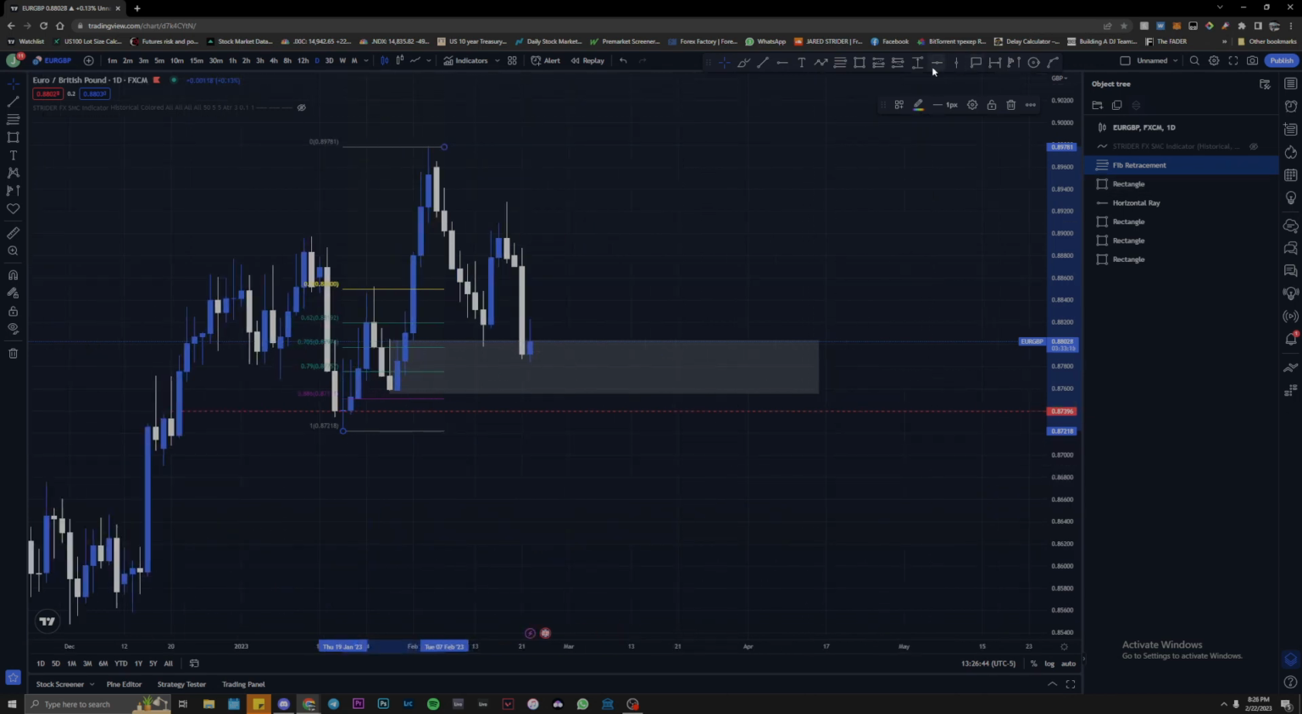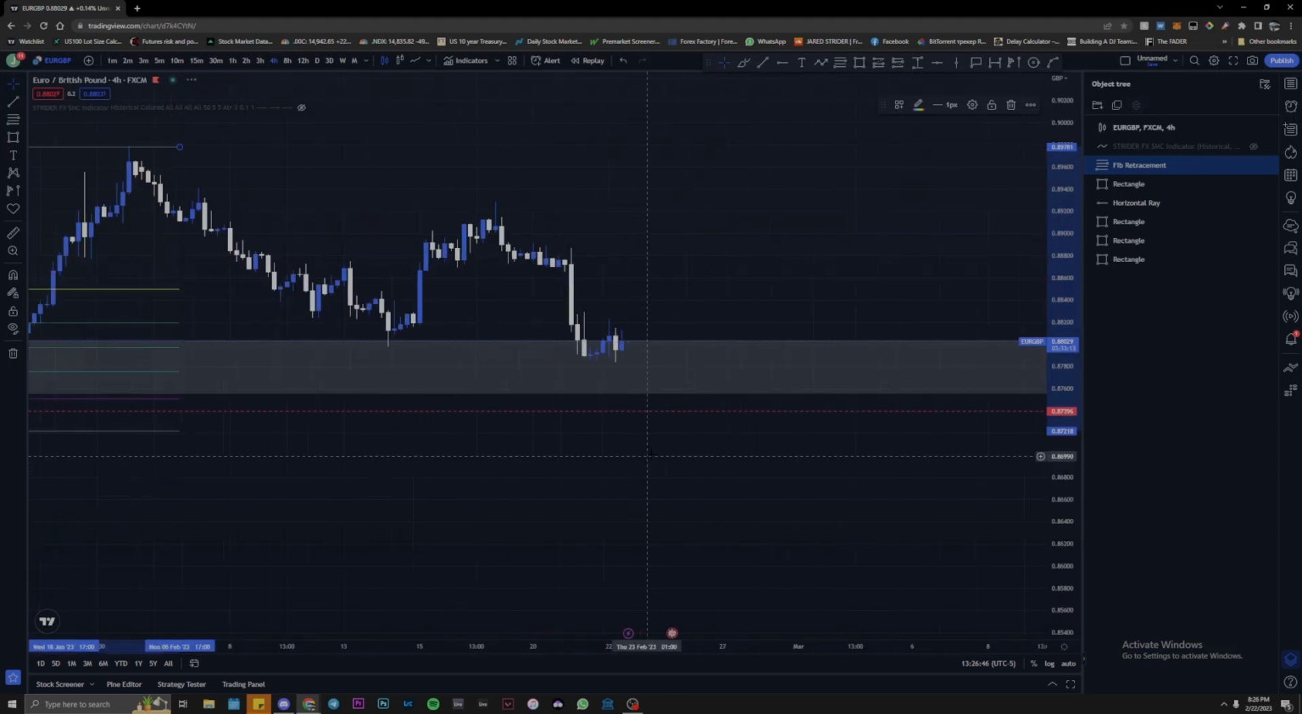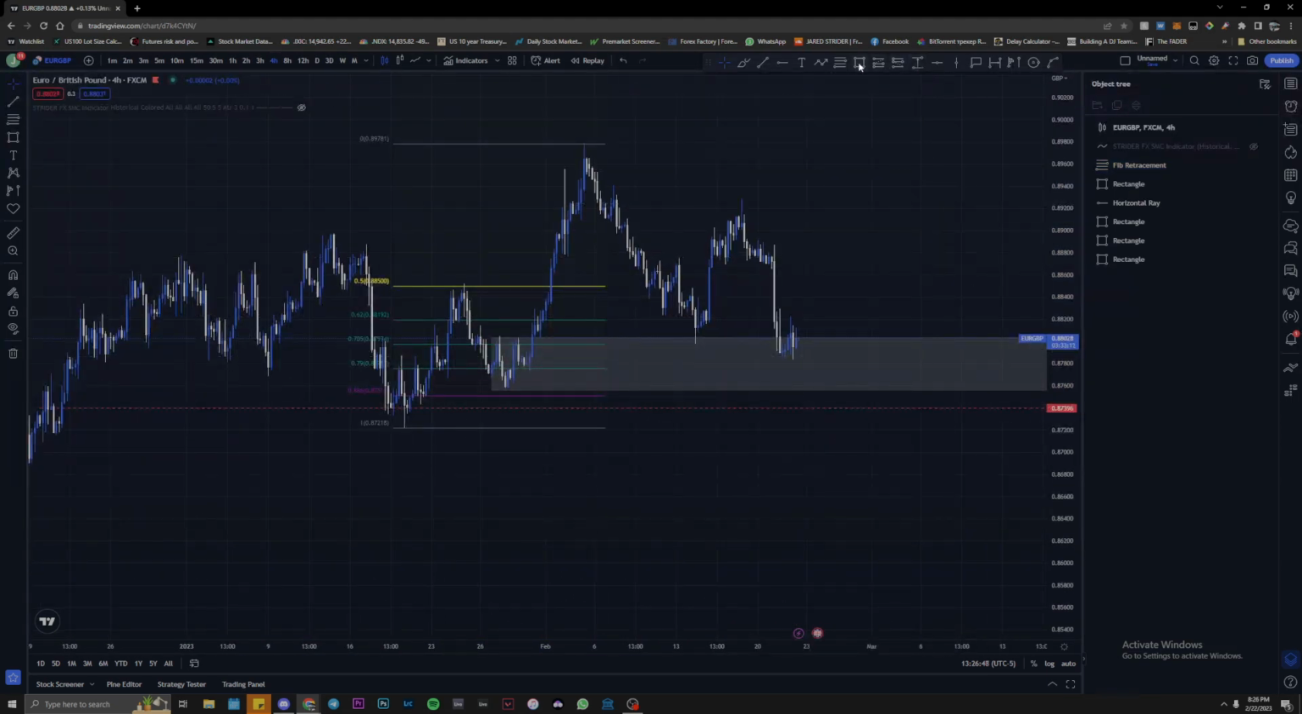Let's use another tool that we like to use. Let's go on the 4 hour. Let's go with our volume tool now. Where's our point of interest? Our point of control? Right there.